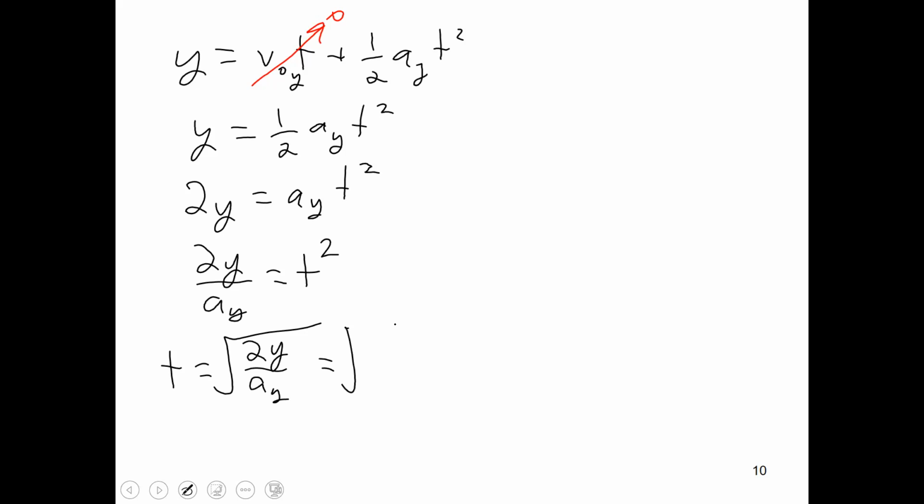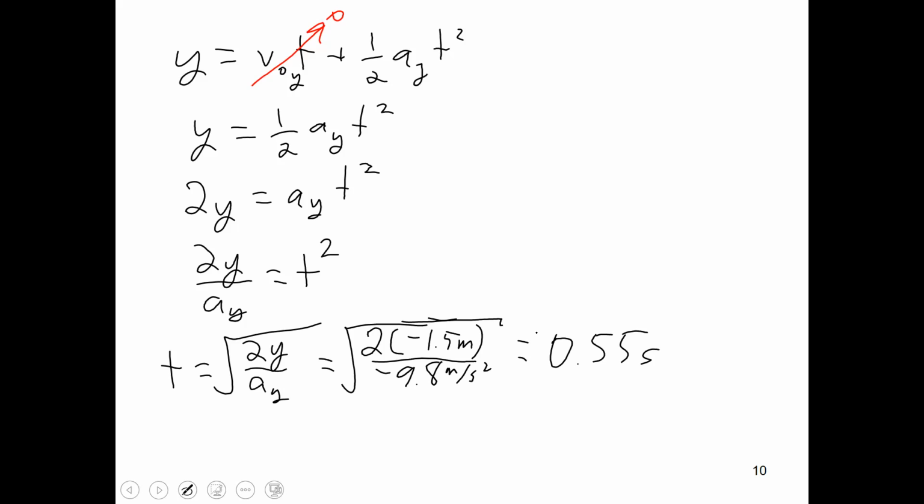And let's fill in the numbers there. That's 2 times negative 1.5 over negative 9.8 for my acceleration in the y direction. All right, and this looks like 0.55 seconds approximately. There we go. So that's how much time it's in the air.